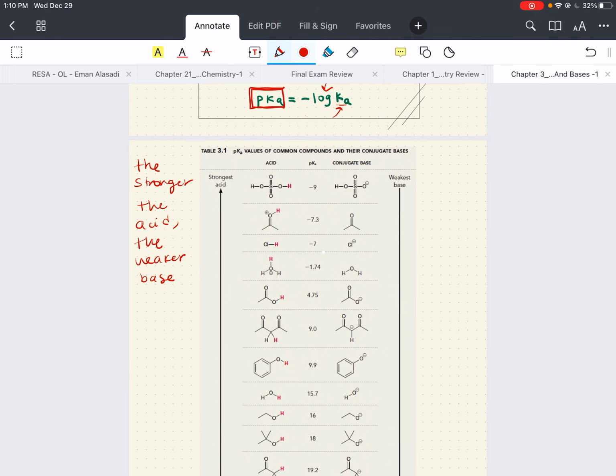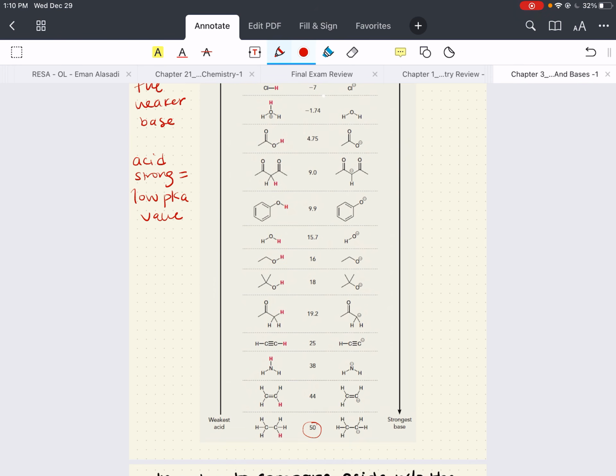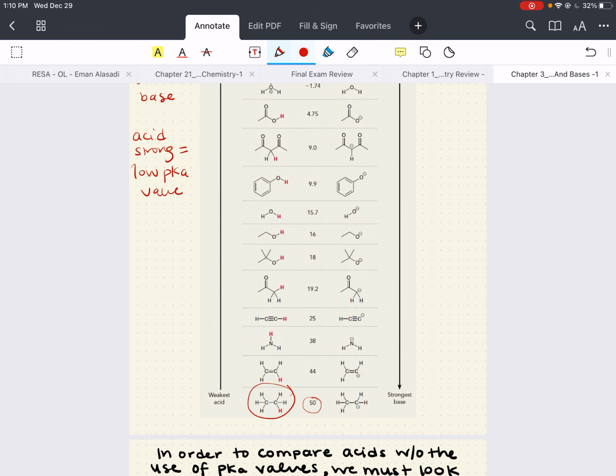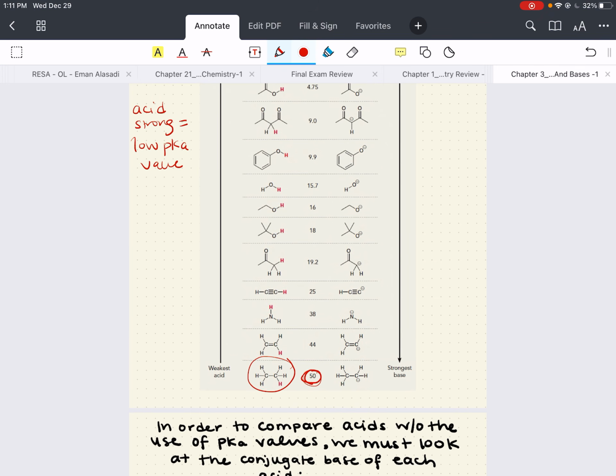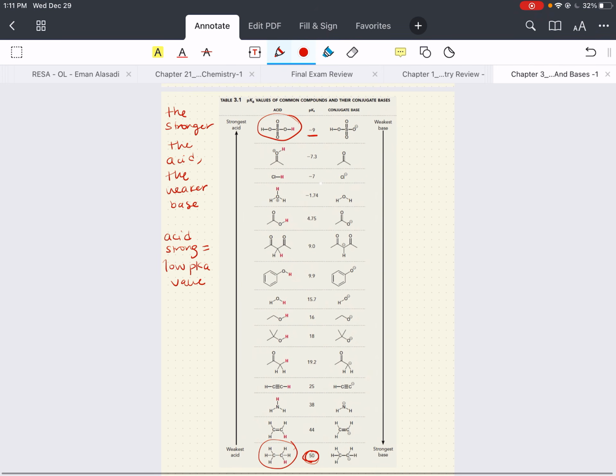Now, how can you tell if an acid is strong? An acid is strong when it has a low pKa value. For example, the top here, this sulfuric acid, it has a -9 pKa value, as compared to here we have an alkane, it has a pKa of 50, much greater than -9. Which one is a stronger acid? The sulfuric acid, the one with the lower pKa value.